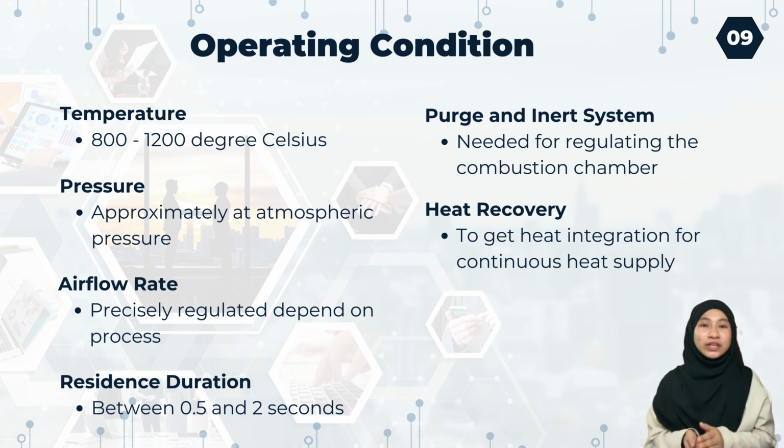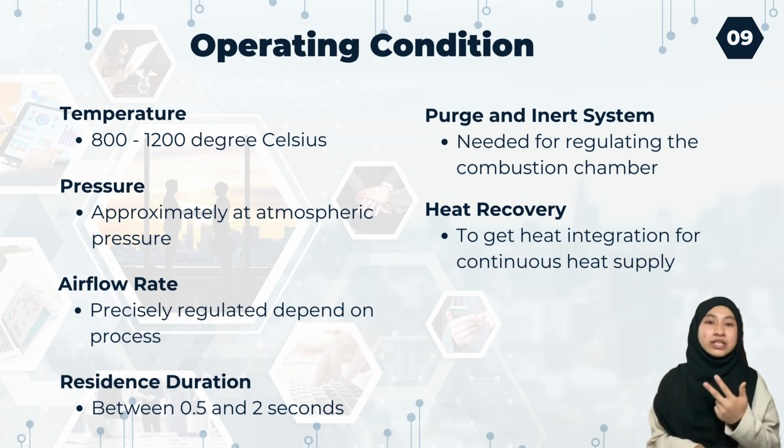Move on to the operating conditions of the thermal oxidizer. The operating parameters of a thermal oxidizer are critical for efficient and successful treatment. The operating parameters may differ based on the type of thermal oxidizer. Temperature, pressure, air flow rate, residence duration, purge and inert gas system, and heat recovery are examples of frequent operating conditions. Firstly, temperature. Thermal oxidizers use high temperature to aid in the burning of contaminants.